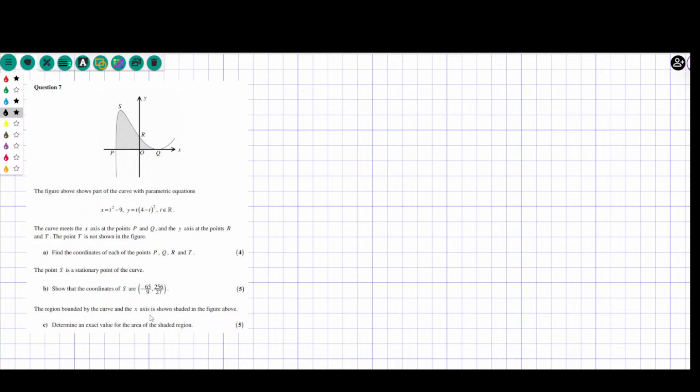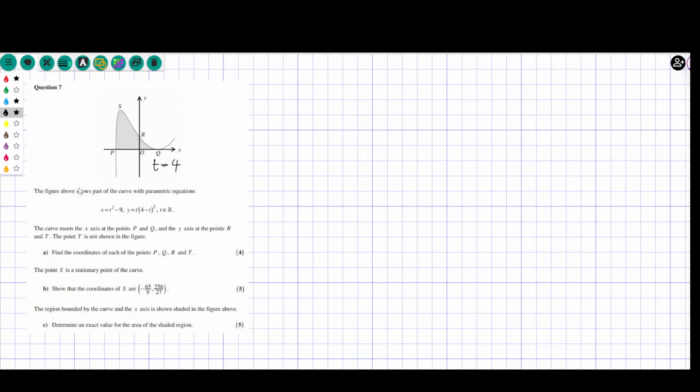The region bounded by the curve and the x-axis is shown in the figure above. Thankfully, it's all above the x-axis. Super useful, nothing clever needed exactly, but we need to determine the exact value of the area in that region. We're going to need some interesting points here. Q was where t equals 4. That was the last thing that we did.